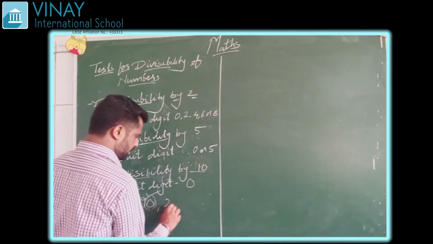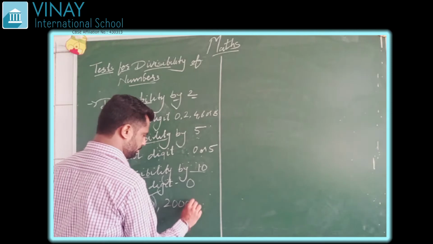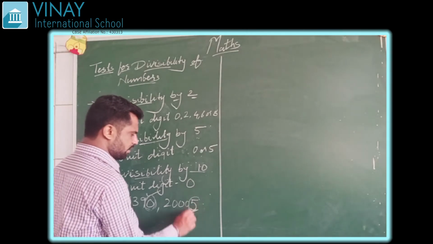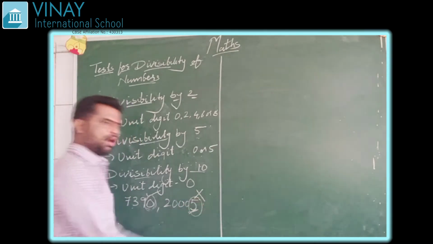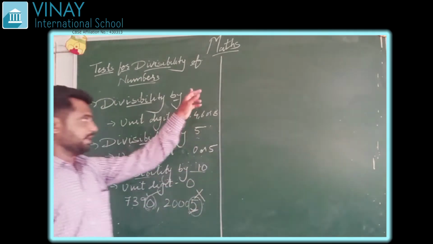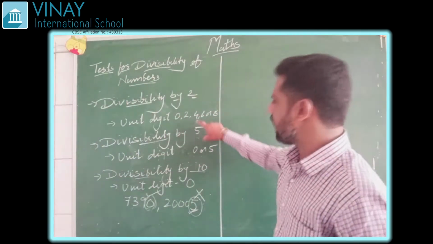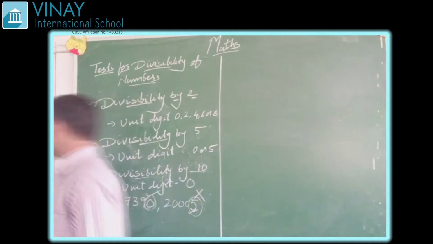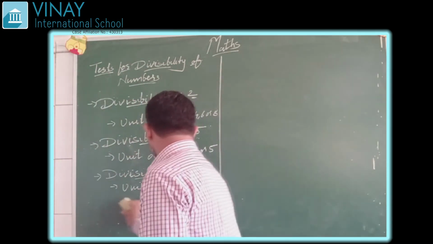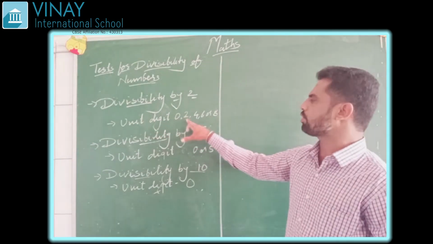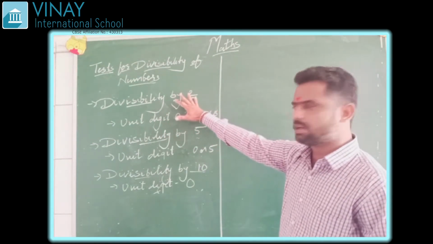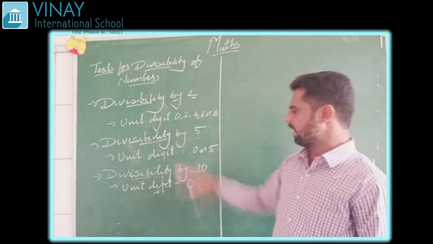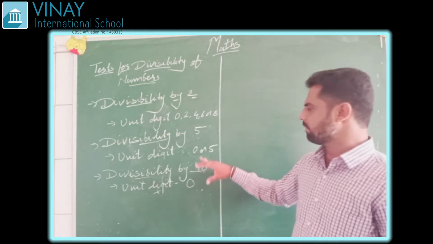If the number is something like 2005, here again we need to see the last digit. Here the last digit is 5. It means that this number is not divisible by 10. So in divisibility by 2, 5 and 10, we just need to see the unit digit. If the unit digit is 0, 2, 4, 6 or 8, it is divisible by 2. If the unit digit is 0 or 5, it is divisible by 5. If the unit digit is 0, it is divisible by 10.